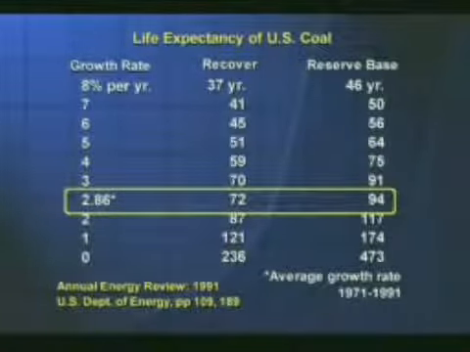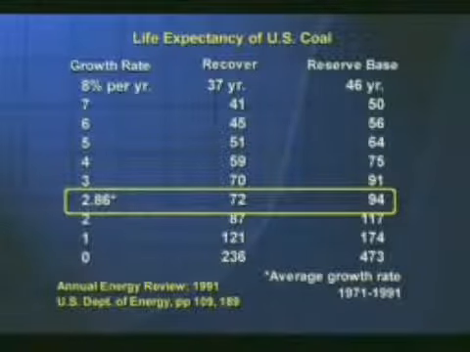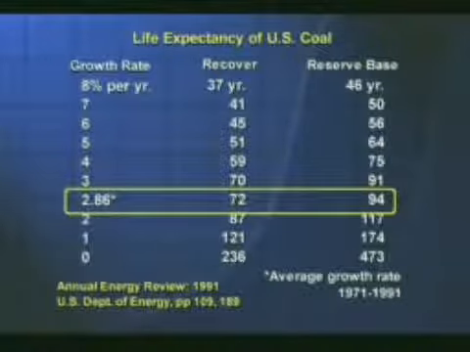Here's that 2.86 that we just saw, the average for a recent 20-year period. If that could continue, coal would run out between 72 and 94 years. That's within the life expectancy of children born today.